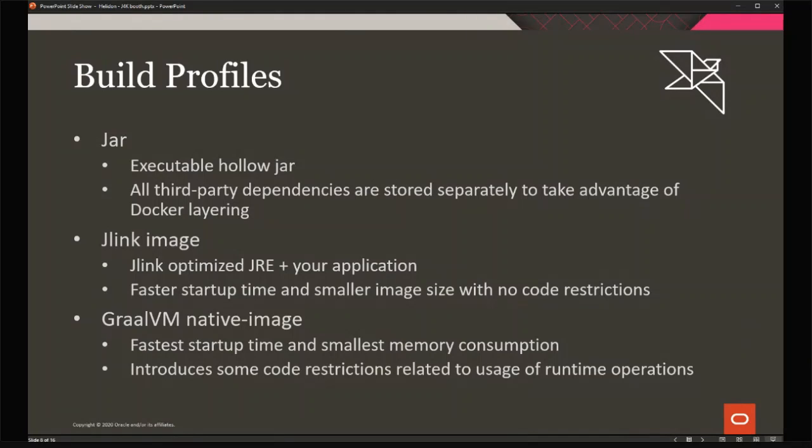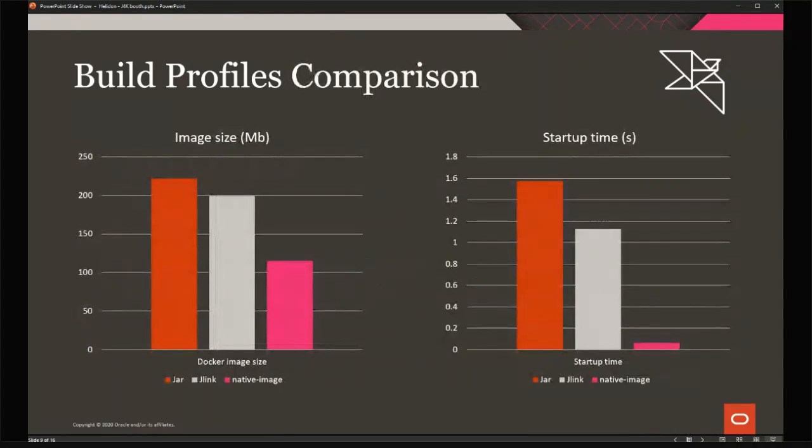And the last profile is a profile for GraalVM native image. It's supported in MP now. It allows you to build a native image based on your application with all the advantages of almost instant startup time and lowest possible memory consumption. As a drawback, it introduces some restrictions to your application related to use of Java runtime features, such as reflection, proxy, and so on. I created some graphs to demonstrate differences between these profiles.